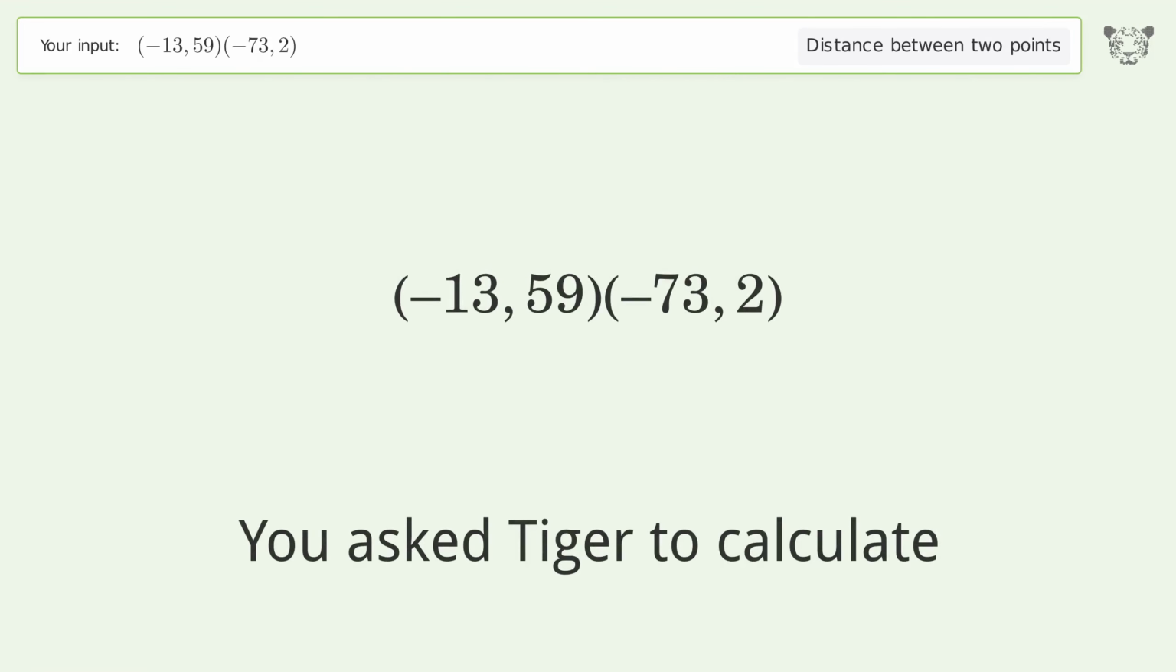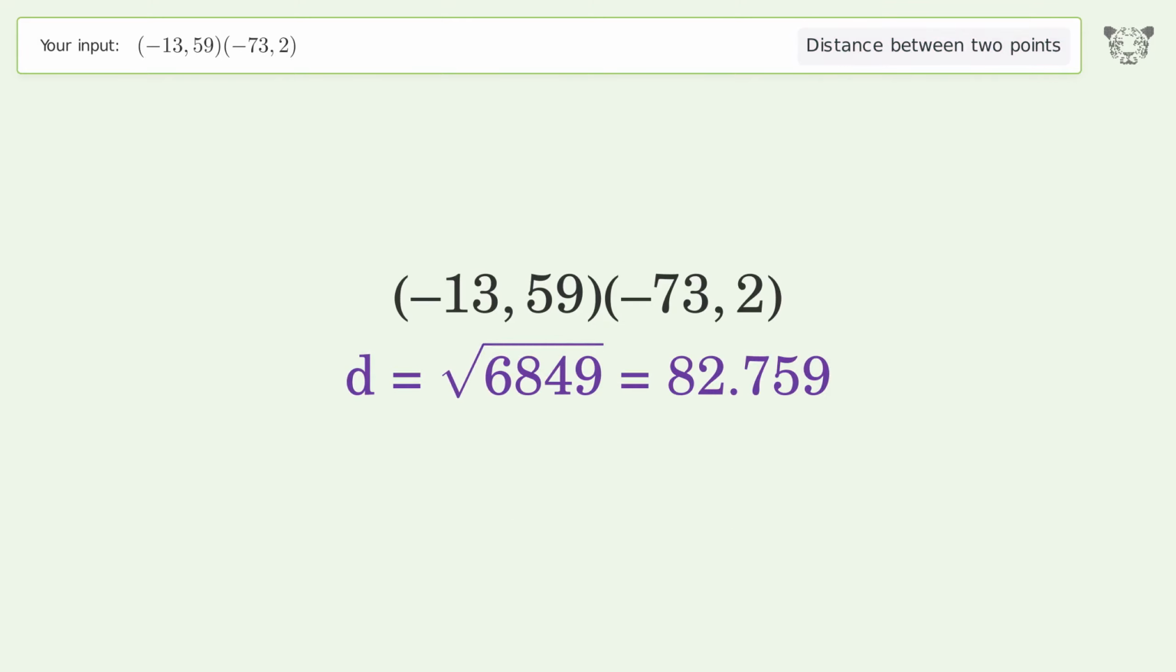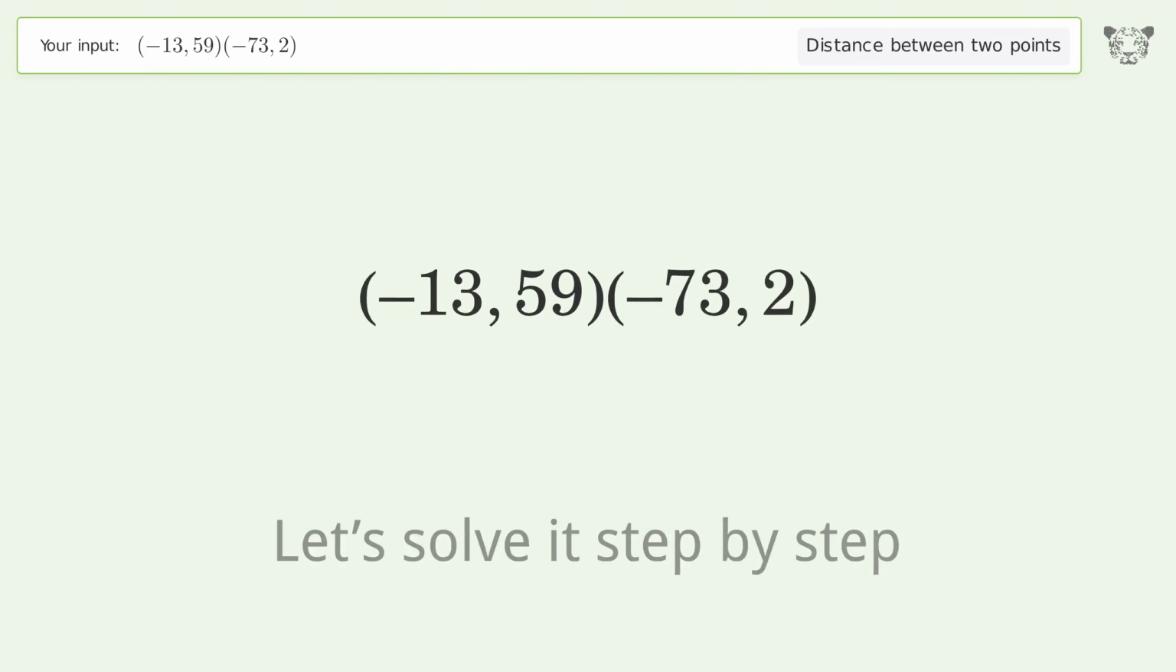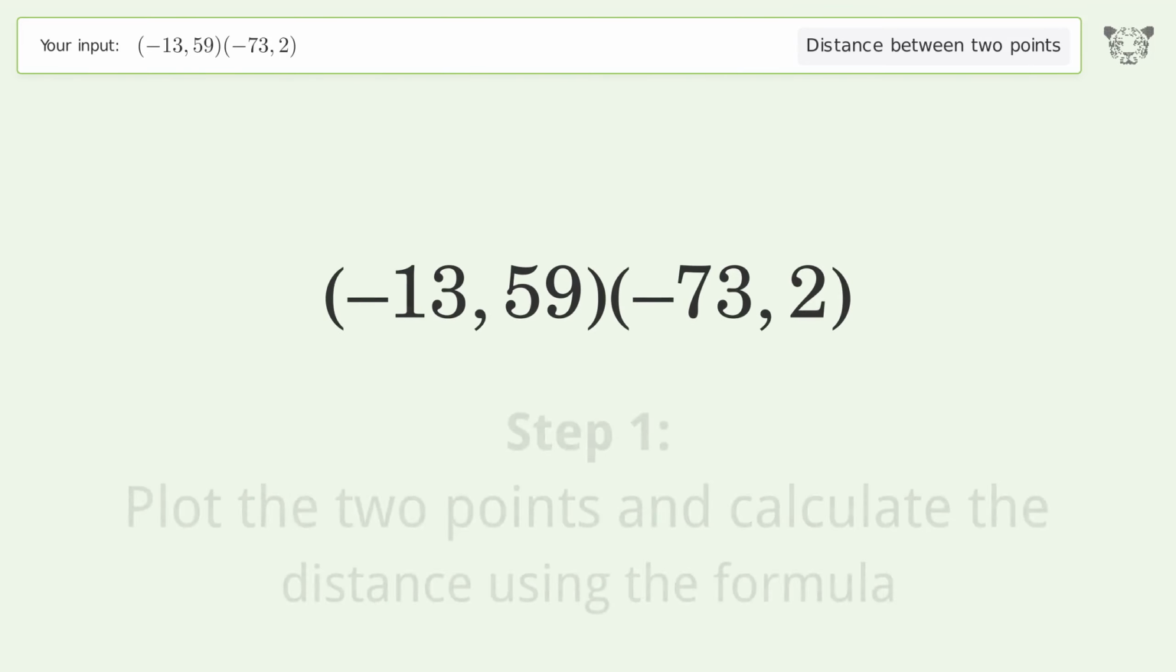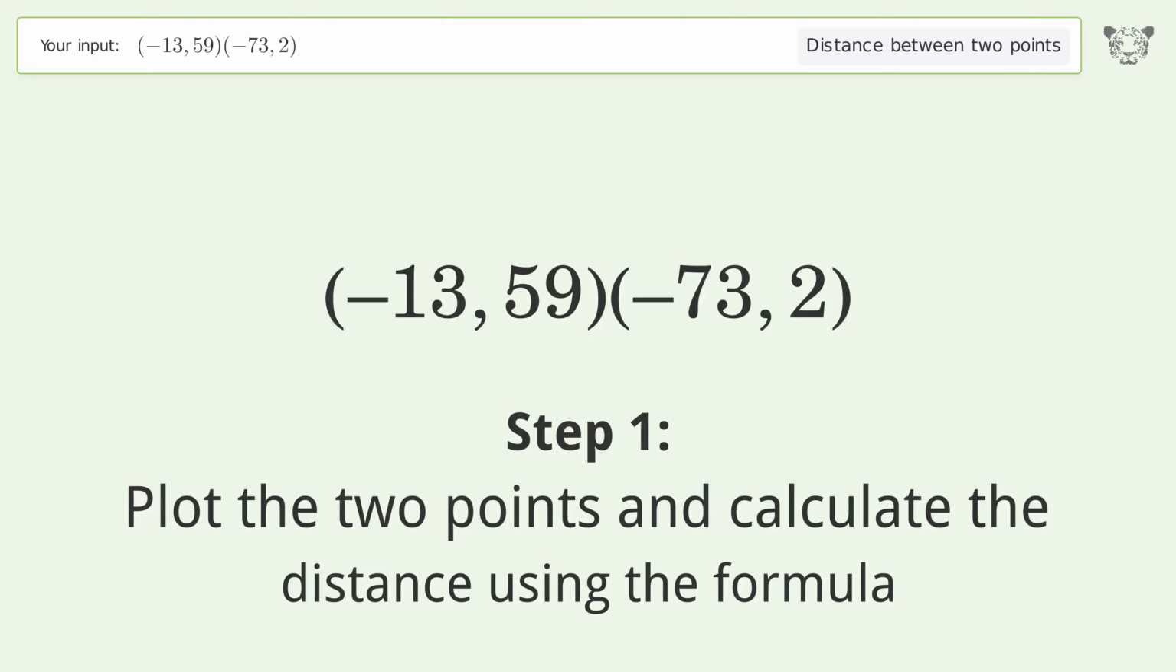You ask Tiger to calculate. This deals with the distance between 2 points. The distance between the 2 points is the square root of 6,849, or 82.759. Let's solve it step by step. Plot the 2 points and calculate the distance using the formula.